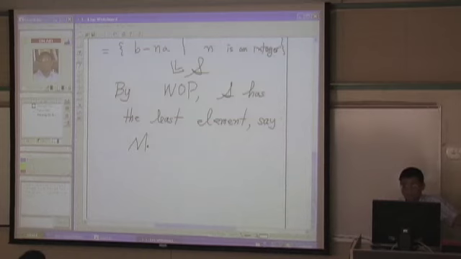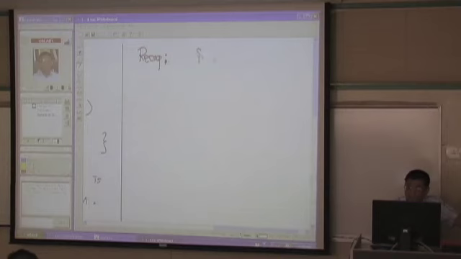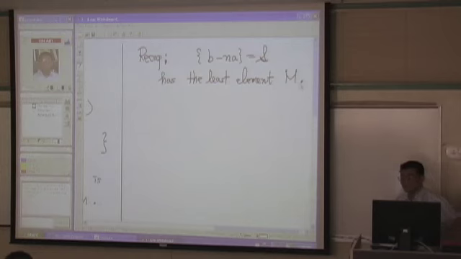So under this situation, what conclusion can you get? We can get this conclusion. I will recap what we arrive at, and we have this conclusion. The set like this, B minus nA, this set has the least element, the smallest element. What is the least element? M. Right? This is the conclusion.